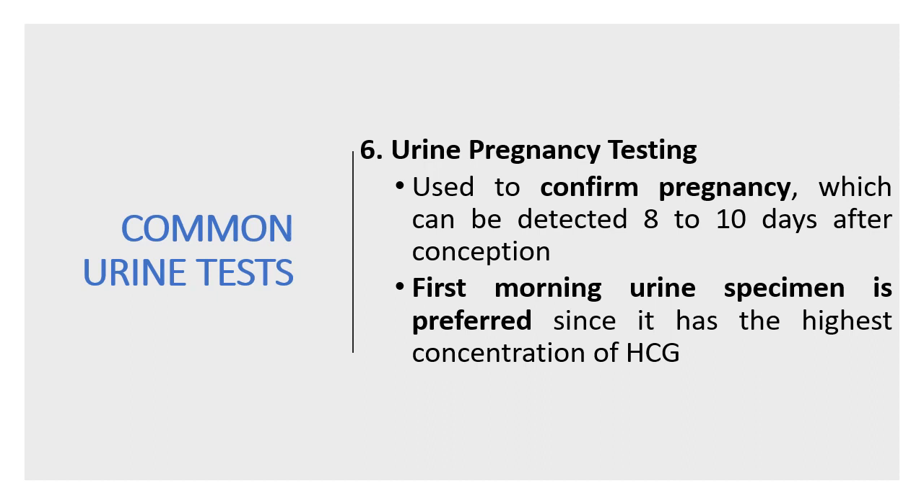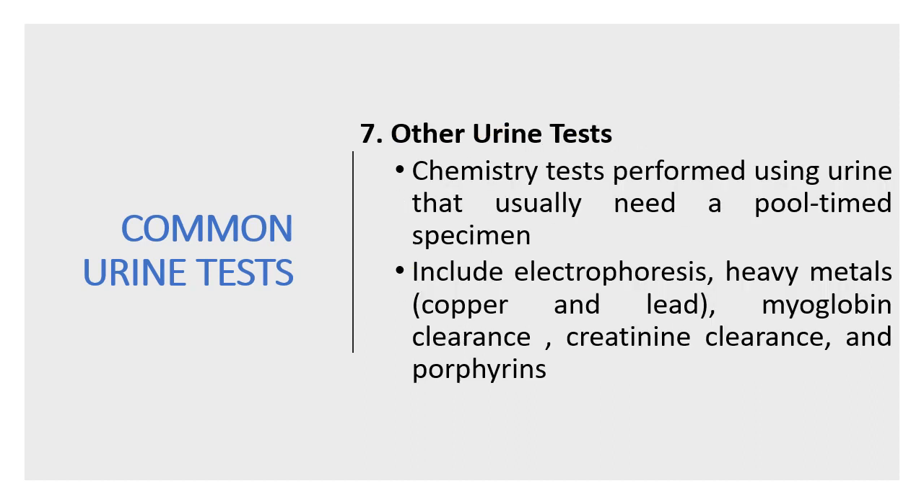Ito common sa mga babae, sa mga pregnant, urine pregnancy testing. It is used to confirm pregnancies which can be detected 8 to 10 days after the conception. So anong dapat sample dyan? We have first morning urine specimen. So other urine tests, meron tayong electrophoresis, heavy metals, myoglobin clearance, creatinine clearance, at saka porphyrins.